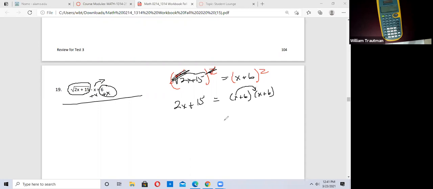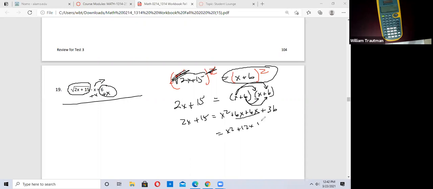x times x is x squared. x times 6 is a positive 6x. Then you do this: 6 times x is a positive 6x. And 6 times 6 is a positive 36. So you get x plus 6 squared. You have to write it down twice and FOIL it, and this is what we end up with. Now, these two can combine, so I'm left with x squared, 6x plus 6x is 12x, plus 36.